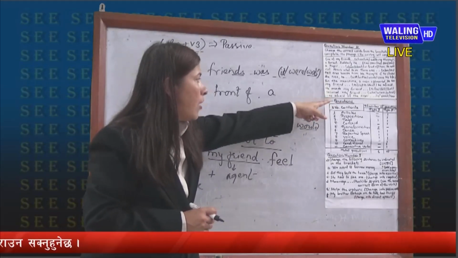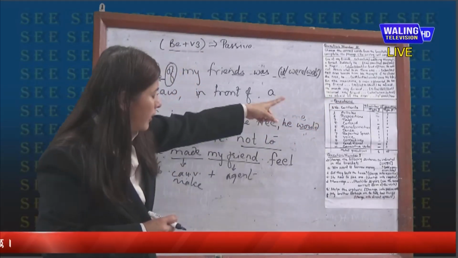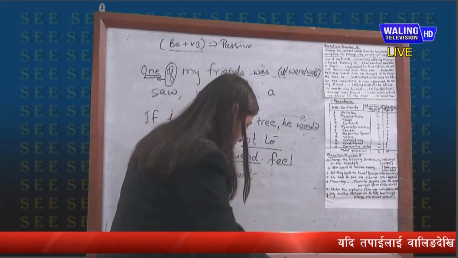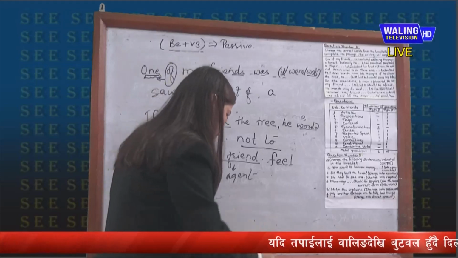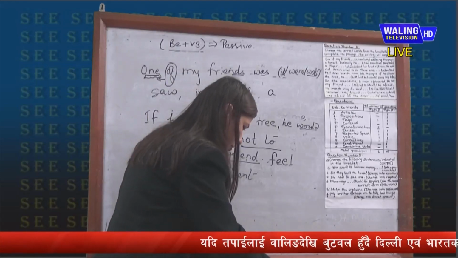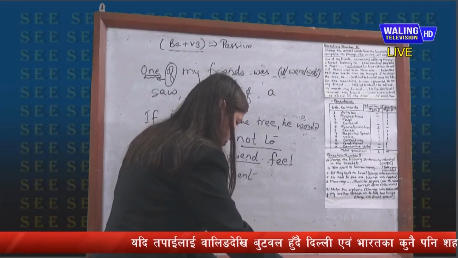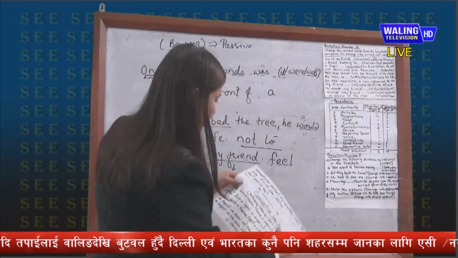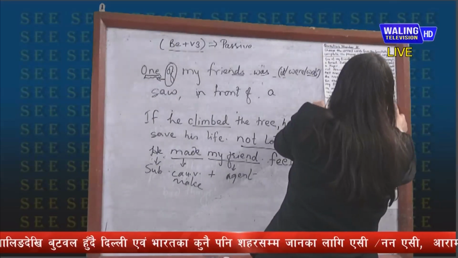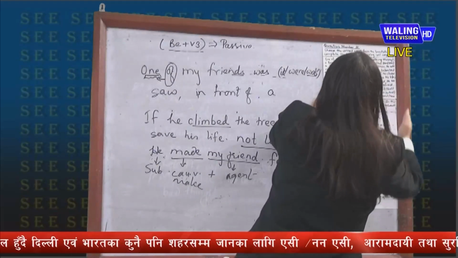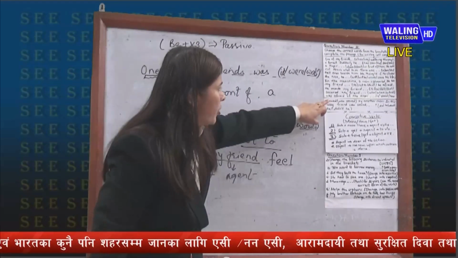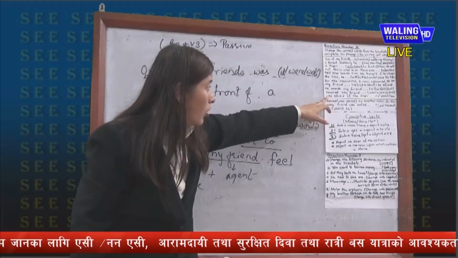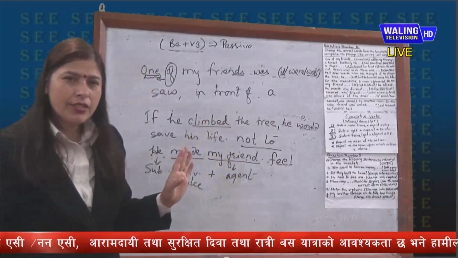Who was afraid of the tiger was saved by another man. Is saved, has saved, was saved. So here, is saved, I think students know it.